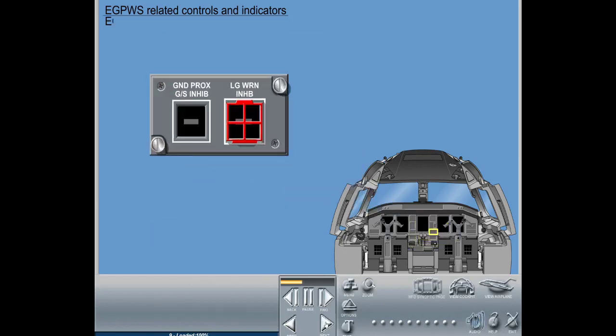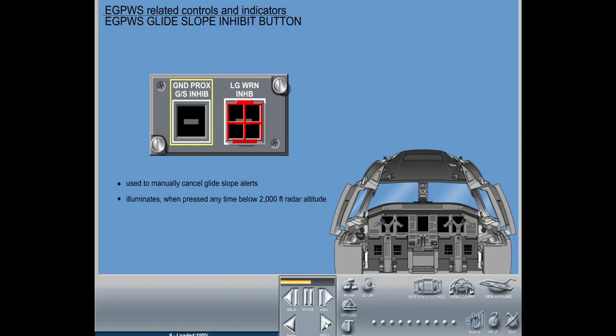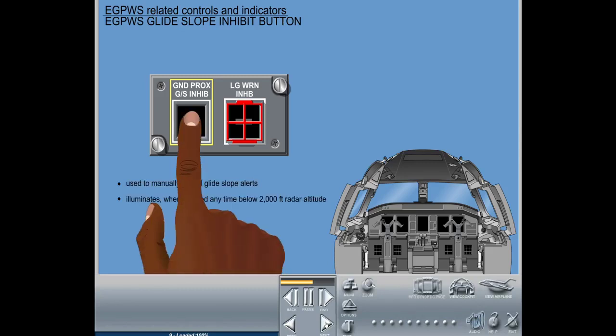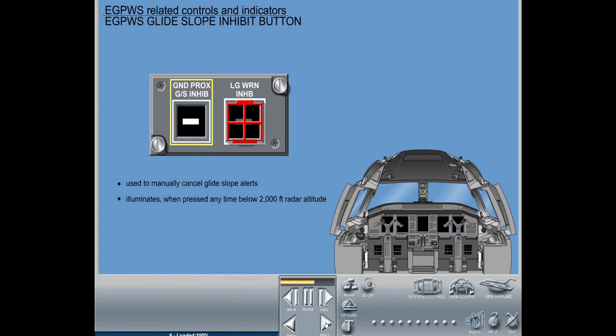The EGPWS glide slope inhibit button. The momentary action button annunciator is used to manually cancel glide slope alerts. It illuminates when pressed anytime the aircraft is below 2,000 feet radar altitude and will be automatically reset. Light is off, by climbing above 2,000 feet or descending below 30 feet.